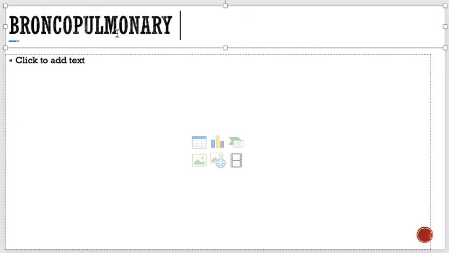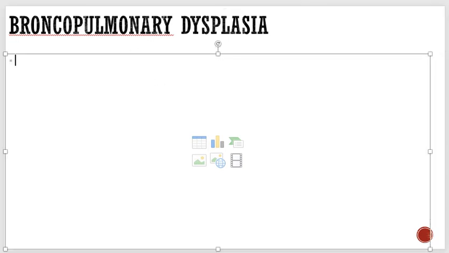Bronchopulmonary dysplasia. So what is bronchopulmonary dysplasia, guys? Simply, it's a chronic type of condition, in which the patients who get this have permanent damage to the lungs.